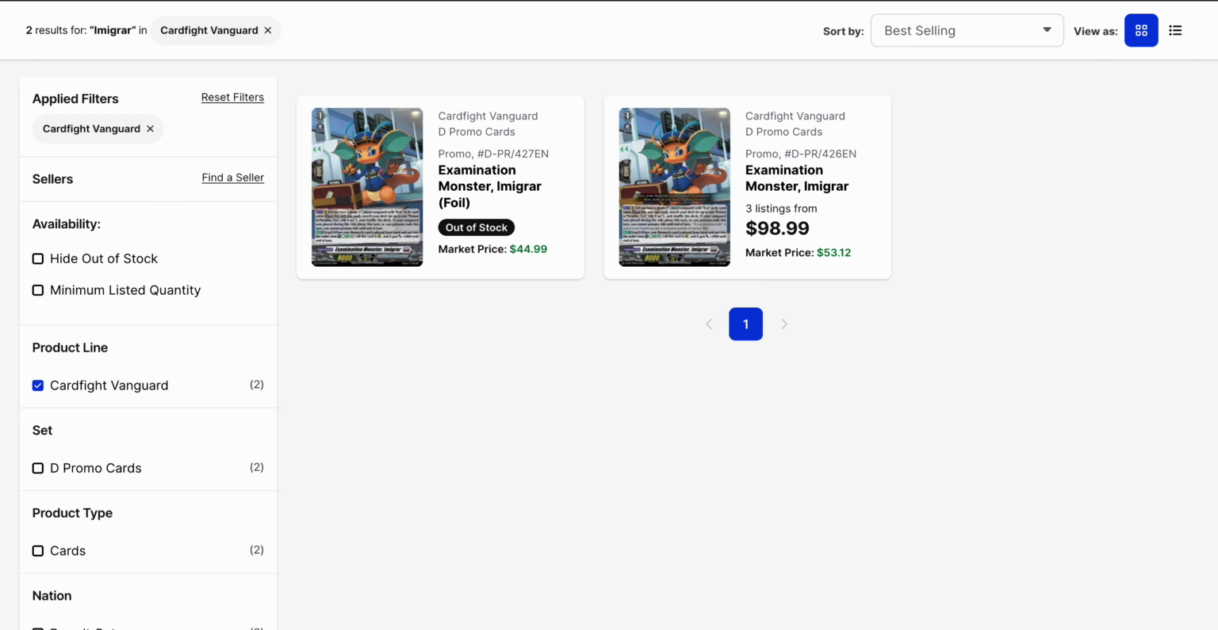We've got the June promos on TCG Player already for Cardfight Vanguard, and we have the most highly anticipated one right here in front of me right now. Examination Monster Imgrar is already a near $100 card for its base version and has no foils on the market right now, and was originally listed around $45. And the market price is $53.12 for the regular promo right now.